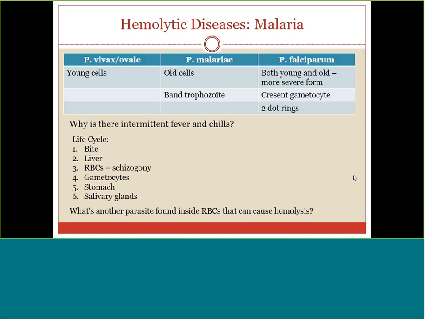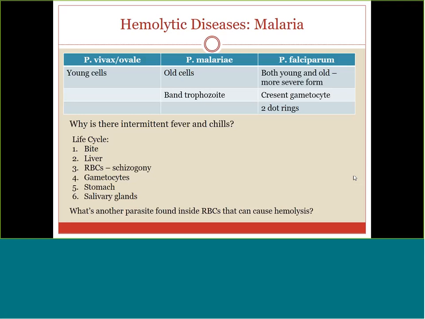Plasmodium vivax and Plasmodium ovale usually tend to infect the younger red blood cells, like retics and young red cells. Plasmodium malariae tends to infect the older cells. And it has that really characteristic band trophozoite stage to it. And then Plasmodium falciparum will infect all types of red blood cells, and that's what makes it the more severe form of malaria, because it will infect all of them. And in the Plasmodium falciparum stages, it has a couple unique characteristics.